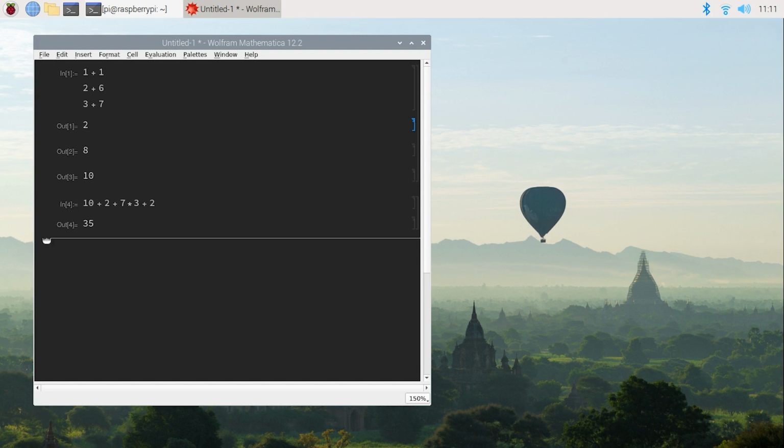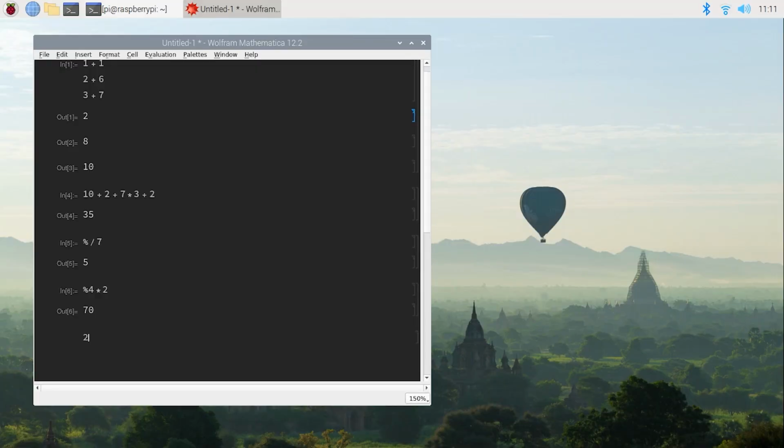A little trick here: if we want to do something with the output, if we want to use that 35 and divide it by 7, for instance, we can use the percent key. If we go percent, that takes the last answer and uses it. So we can go percent divided by 7, and we're going to get 5. Now, if I want to do something else with output number 4 here, I can also go percent 4 times 2. That would be 35 times 2. We should get 70, and there we have it.